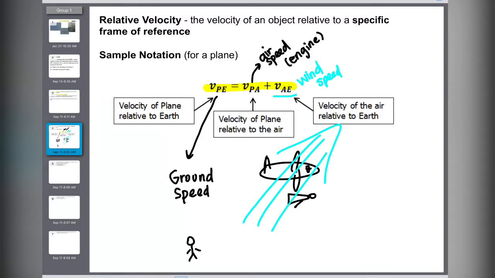Okay, and those are what the prefixes are. I don't need you to know this VPE, VPA, VAE stuff, but I do need you to know ground speed versus airspeed versus wind speed and how they would affect it.